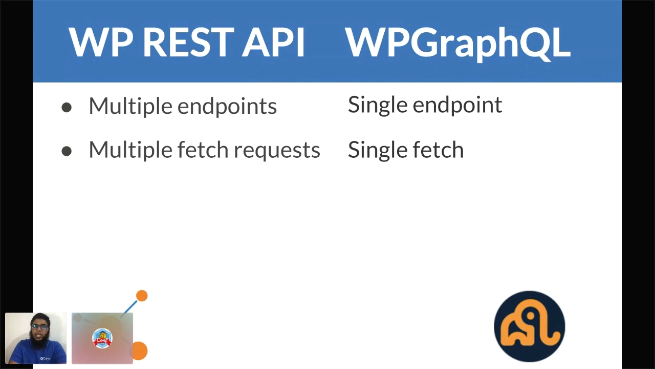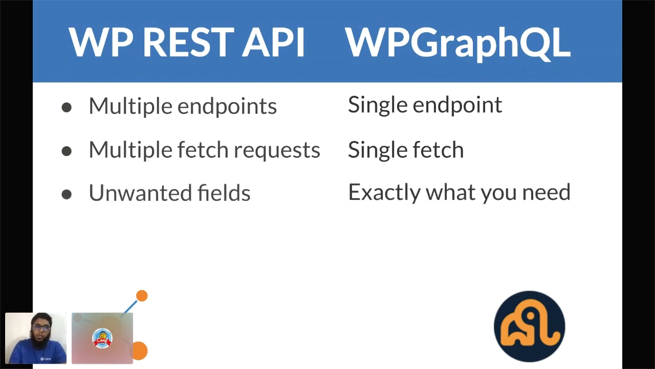For example, let's say you want to fetch a post, and you want to fetch the author of the post, and the featured media of the post, and so on. But with WP GraphQL, you have a single fetch. So you fetch once by asking for exactly the data that you want, and you get no more, no less.